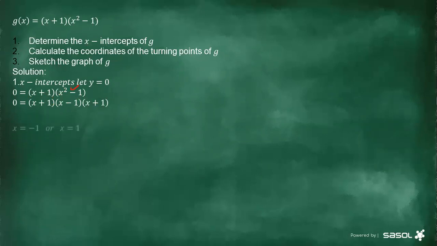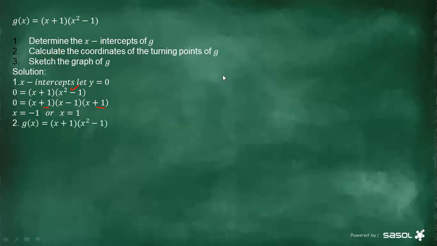And then you solve for the values of x, which is x equals 1 and x equals negative 1. You can see this and this one are the same. What does it mean to you? It tells you that one of the turning points of a cubic is going to be on the x-axis, and it's going to act as the x-intercept as well. Now, number 2, we have to calculate the coordinates of a turning point of G.